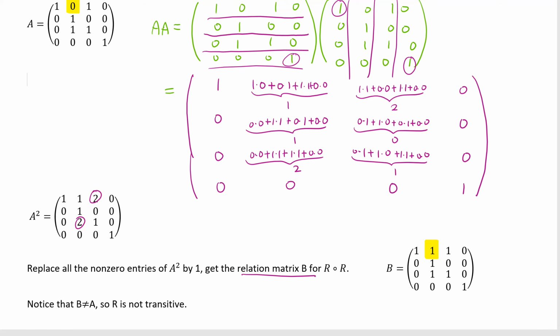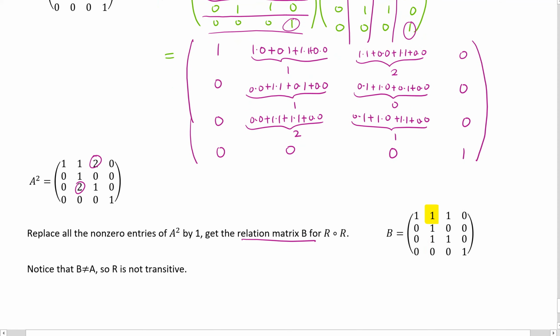Let's summarize. How do we tell a relation is reflexive? We look at the relation matrix. If the diagonal elements are all 1, then the relation is reflexive. How about symmetry? If the matrix of the relation is symmetric, then the relation is also symmetric. But for transitive, it requires more work.